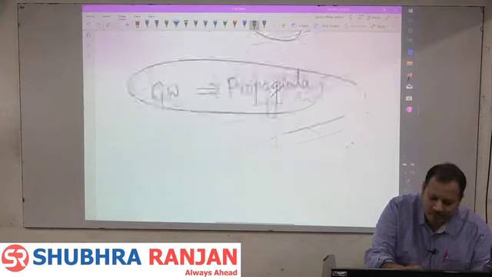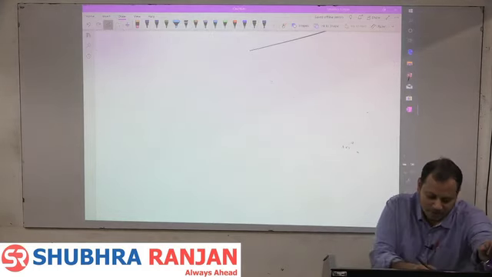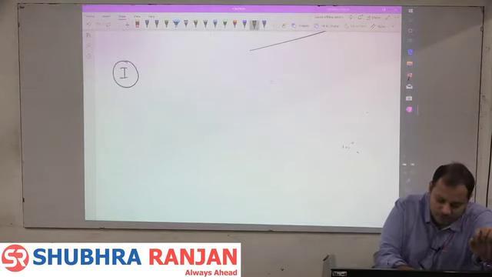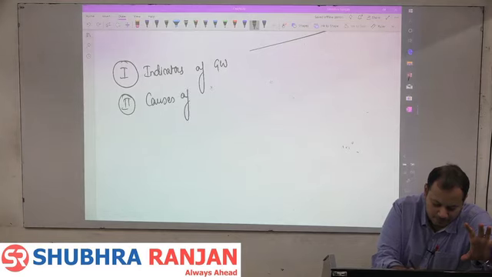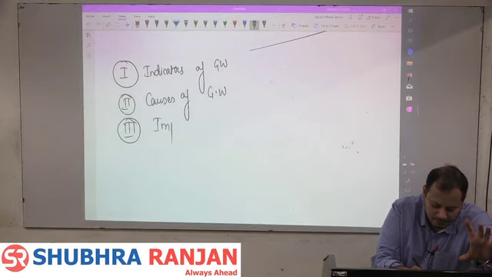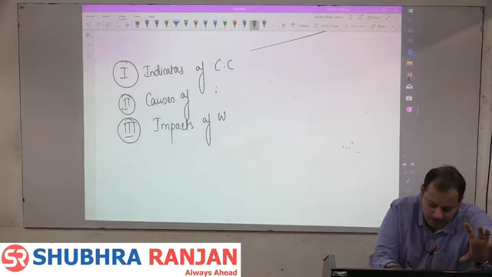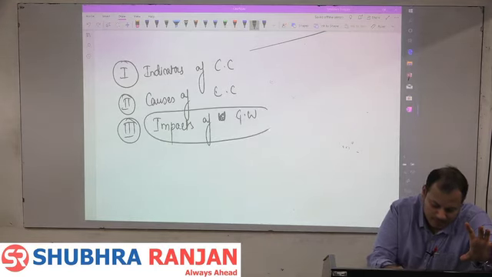So these are the areas we are going to look. सबसे पहले we are going to study this topic in two parts, that is indicators of the global warming and then theories or causes of global warming. And third, impacts of global warming. Indicators of climate change, causes of climate change, and third is the impacts of global warming.